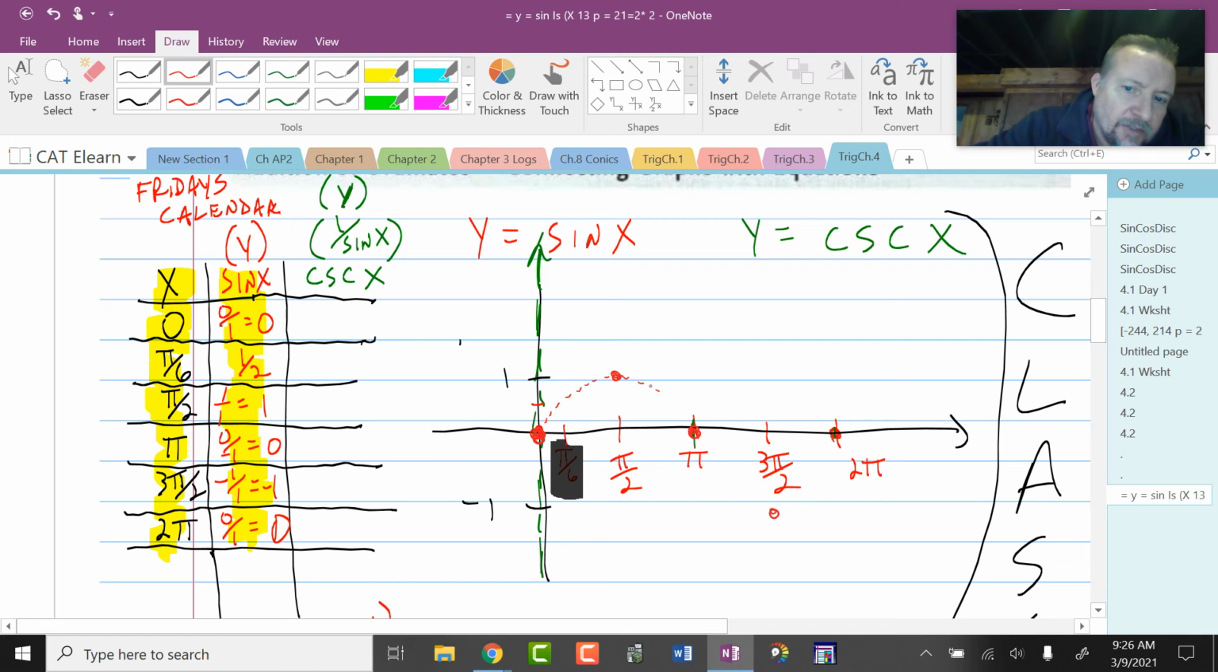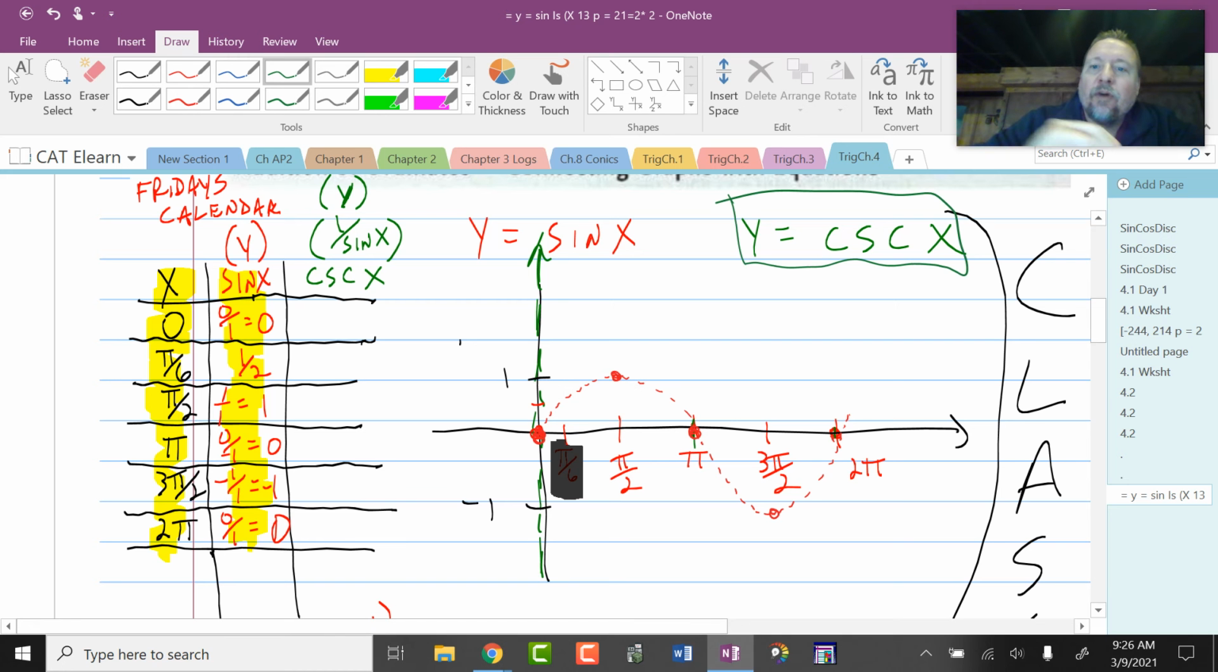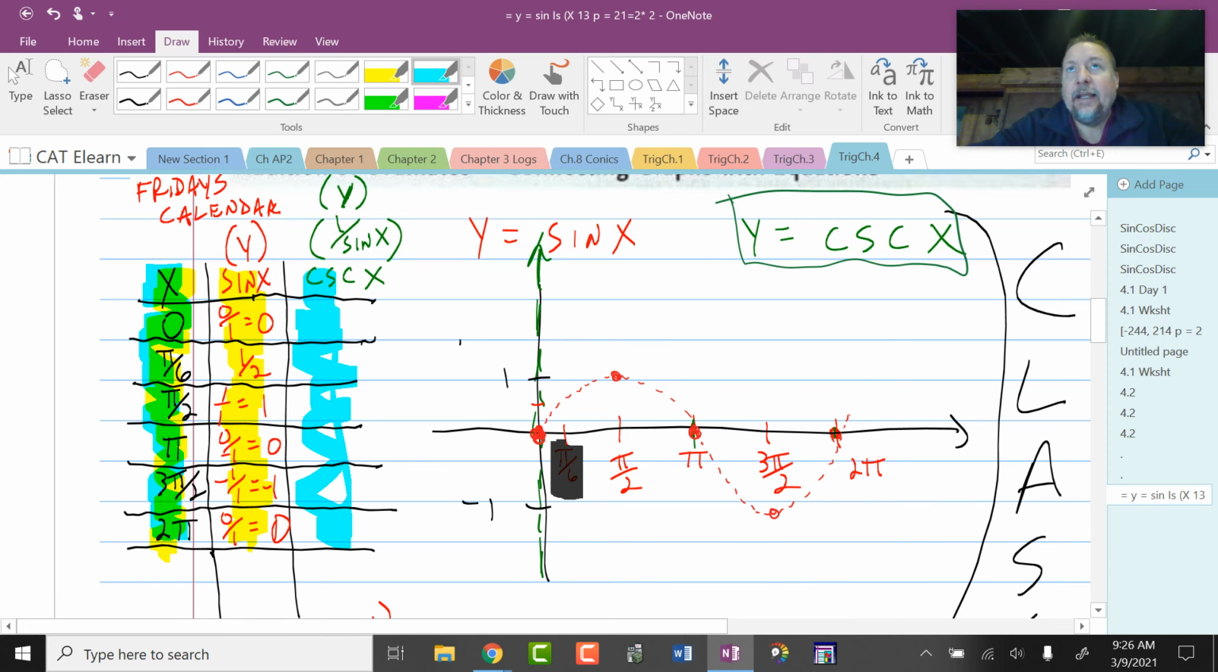Because what we're going to eventually do is graph cosecant, and we're going to use sine's graph in order to do so. So this is not the graph. We're graphing this. Actually, we're graphing cosecant. So what we're going to do is input, output. Same input values, but what do I get for an output for cosecant?